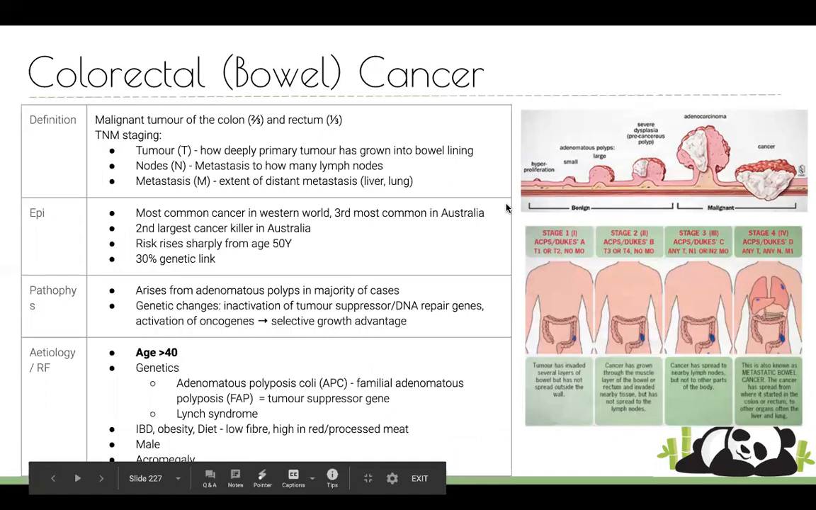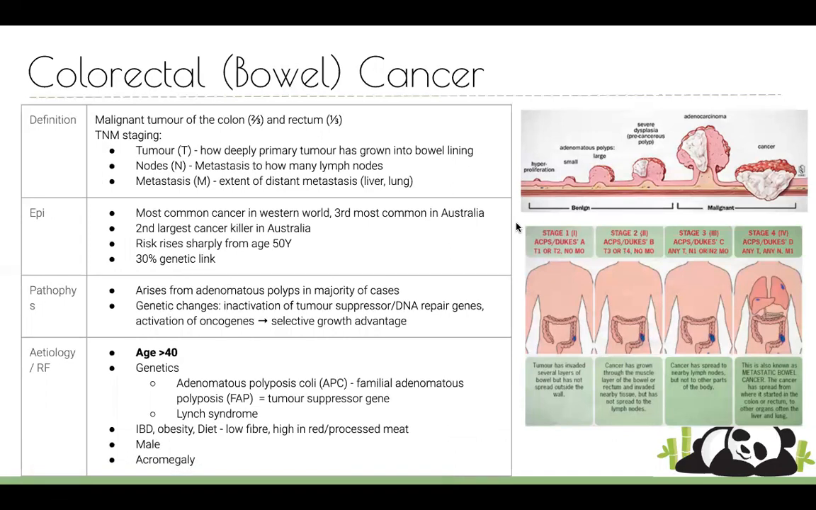Colorectal or bowel cancer is another ICL for you guys, I think. So this is a little bit big. It's a malignant tumor of the colon or the rectum, usually the colon, two thirds of the time. And you would stage it via TNM staging. This is the major staging system they use for most of the cancers.